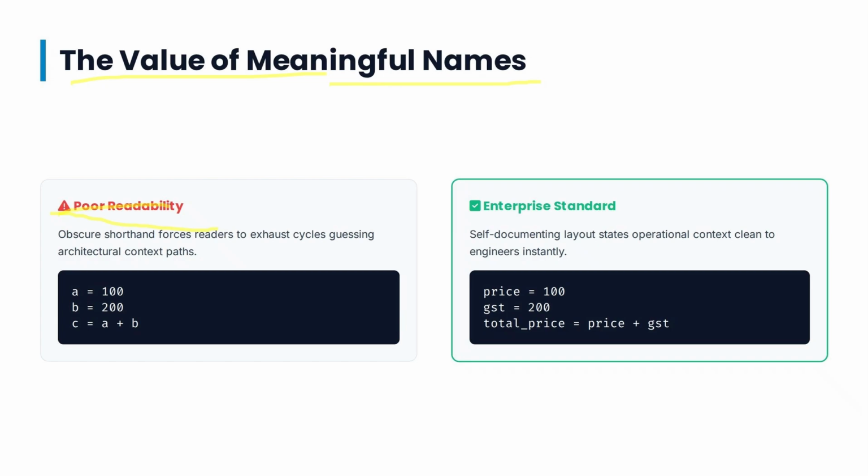A = 100, B = 200, C = A + B. We don't understand what A, B or C represents. But when we write it with proper naming, following industry standards, the code is self-documenting and the context is clear to engineers instantly, such as price = 100, GST = 200, total_price = price + GST. Here we know this 100 value represents the price, 200 means GST, and total_price means price plus GST. This is much better.